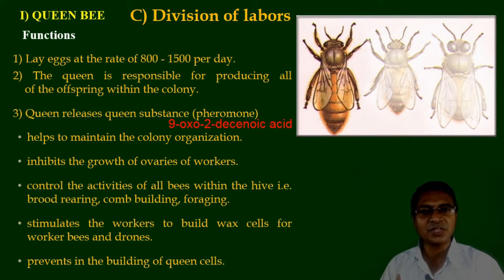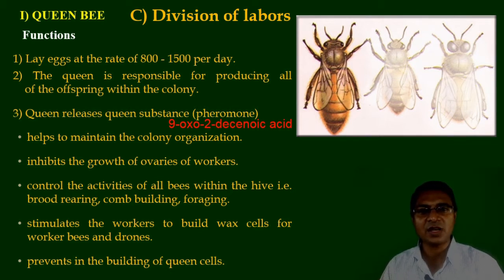If the queen is very strong and young, and there is no necessity to produce a new queen, at that time she continuously secretes the pheromone, which inhibits the growth of the ovaries of the worker bees. They become sterile. She controls the activity of all the bees within the hive.